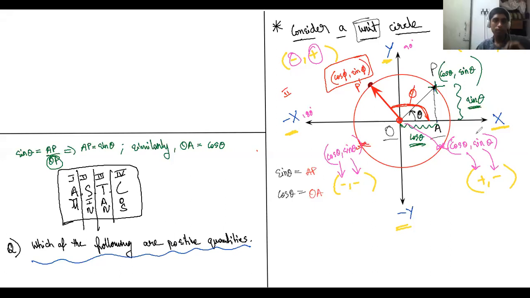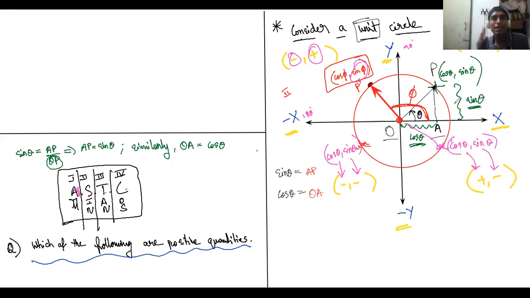Okay, so is this clear? Yes. So this is how you understand "All Silver Tea Cups". In the first quadrant everything is positive, because sin and cos are positive. Naturally, tan will also be positive, and their reciprocals will also be positive. So in the first quadrant, all the six ratios are positive.